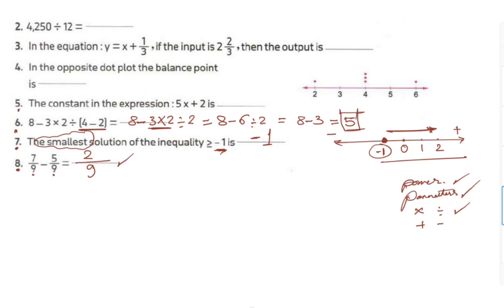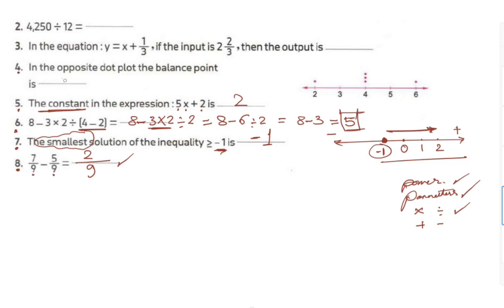Okay, now point 5: the constant in the expression. You have some expression 5x plus 2. What's the 5 here? 5 is the number multiplied by the variable. We call it what? Coefficient. So 5 is the coefficient, x is the variable, and positive 2 is the constant, just a number. So 2 is the constant. He asked us for it.